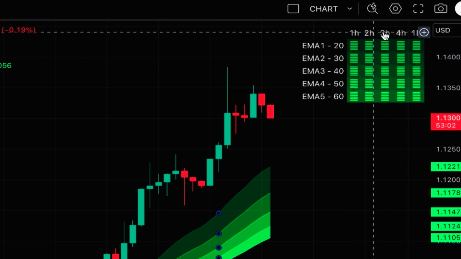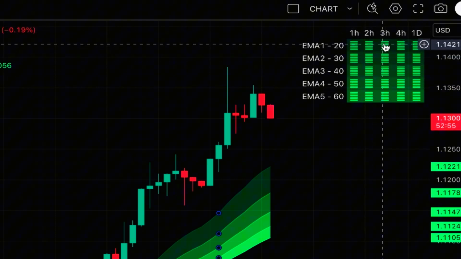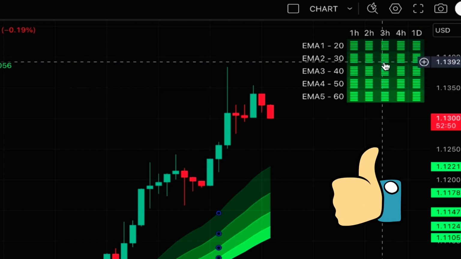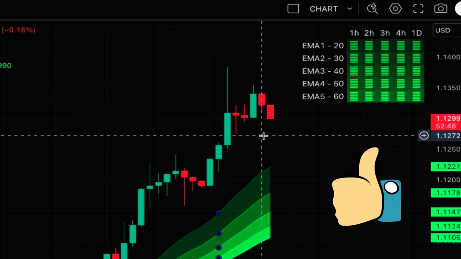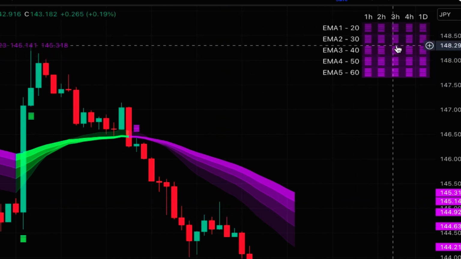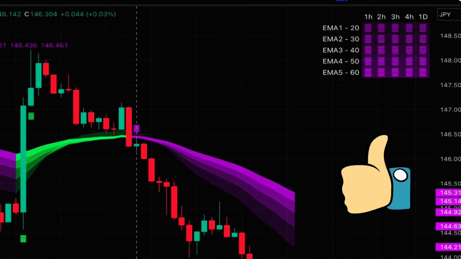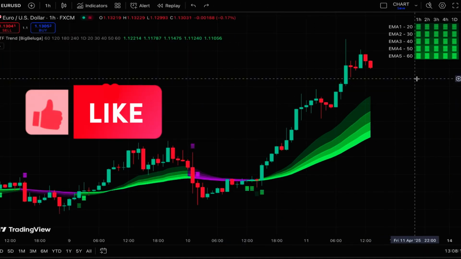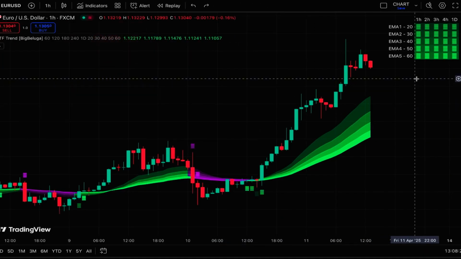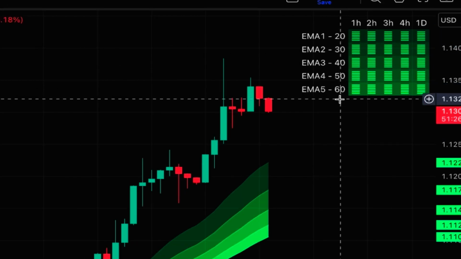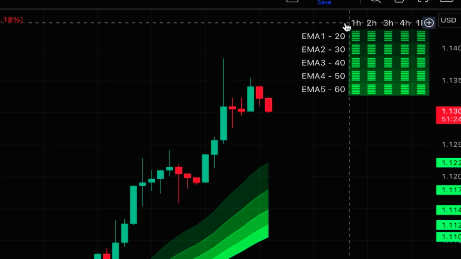Also for other time frames, for each of these time frames, you can see that all of the moving averages are green, and this is a strong signal that the market is trending up. In another example here, you can see that all of them are purple, and this shows a strong signal that the market is trending down. So this indicator gives you a picture of trends on different time frames. A picture of trends from short term to long term for the moving averages, and from short term to long term for the time frames.